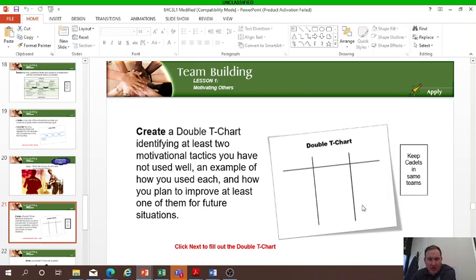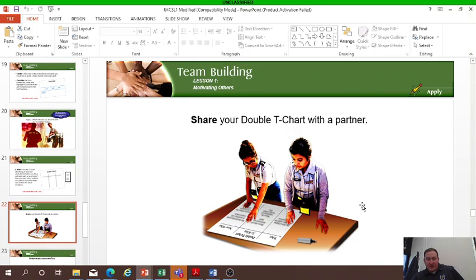Okay, T-chart. You can do that on your own. Looking at two different motivational tactics you have used, how you've used each, and how you plan to improve at least one of them for future situations. So you can do that on your own. Get that turned in. It'd be great if you post it on the page so other people can see it. Again, we learn more from each other than by ourselves.